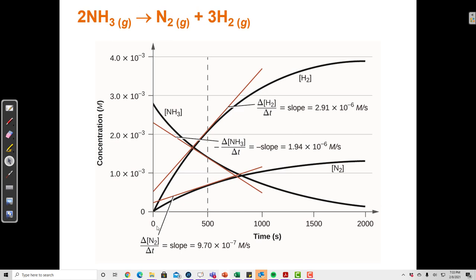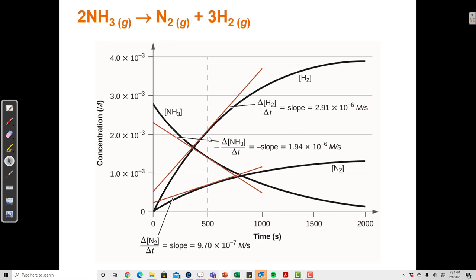Products, at the beginning of a reaction, I have zero products, so products start at zero, and over the course of time, I get more and more products until I get to close to 100%. So product curves have the opposite shape as reactant curves, and that makes sense. Reactants are disappearing and products are appearing.